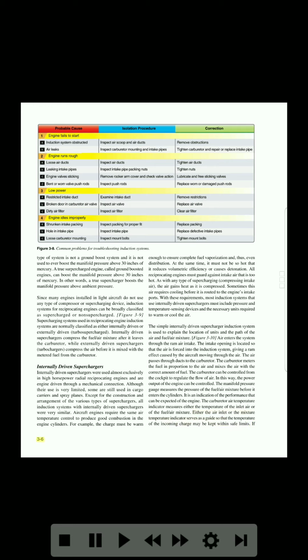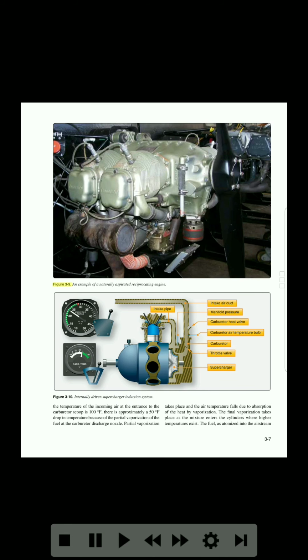Figure 3-9. An example of a naturally aspirated reciprocating engine. Manifold pressure. Intake pipe. Carburetor temperature, degrees C. Intake air duct. Manifold pressure. Carburetor heat valve. Carburetor air temperature bulb. Carburetor. Throttle valve. Supercharger. Figure 3-10. Internally driven supercharger induction system.